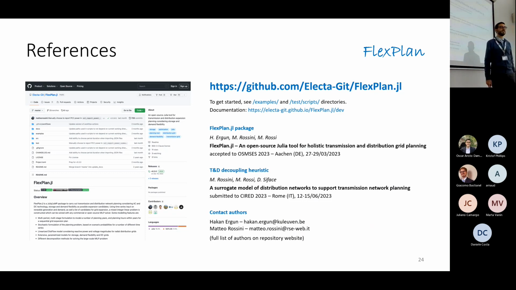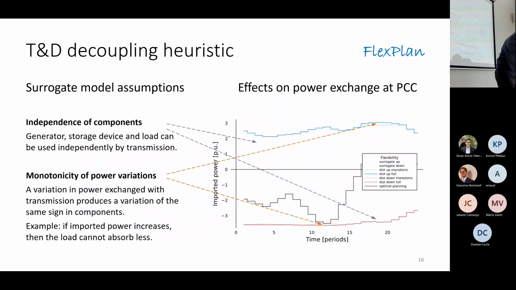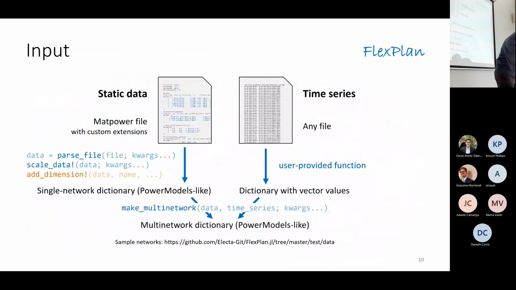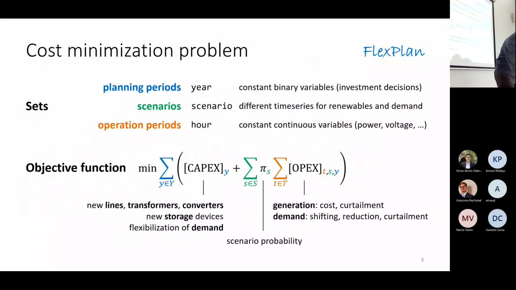It's about the objective function. Can we go back to... Which one? The objective function? Before this one. Yeah, okay. I couldn't understand how you decoupled the investment cost and the operation cost in terms of uncertainty?